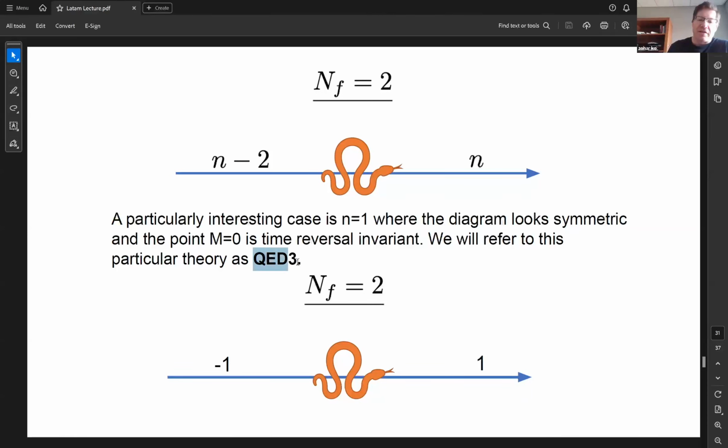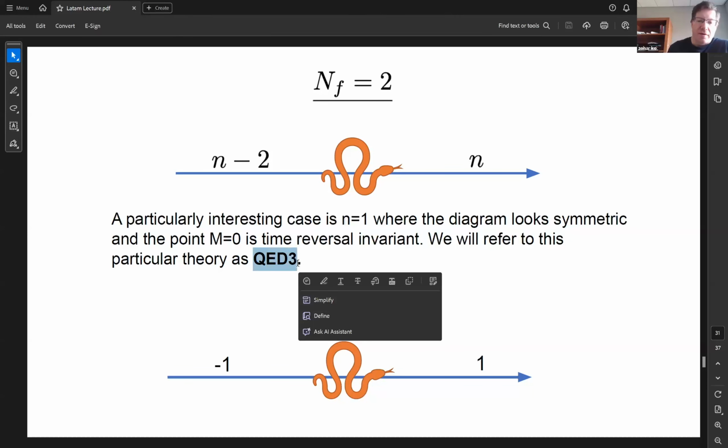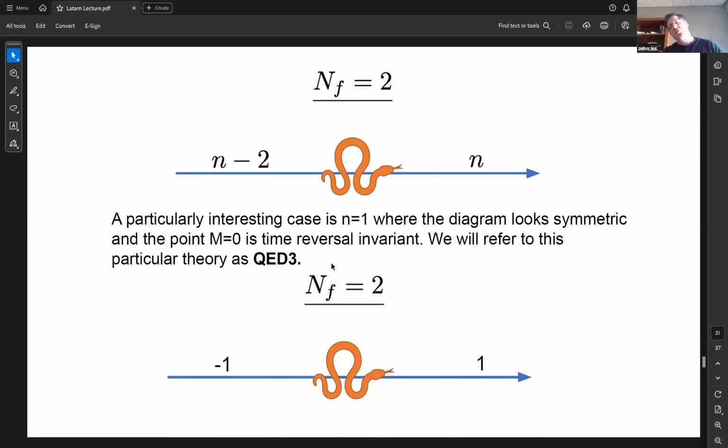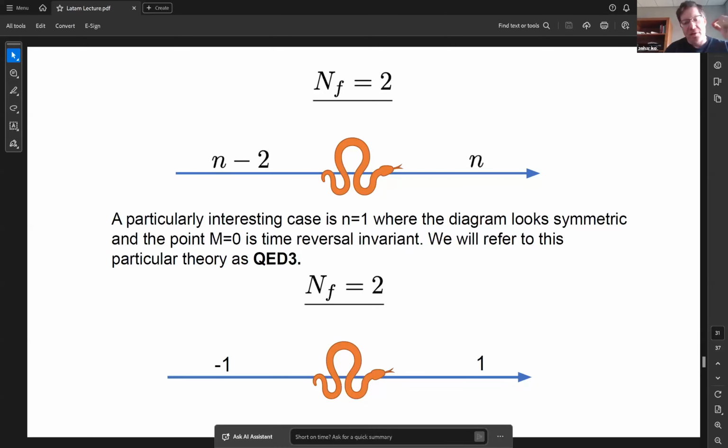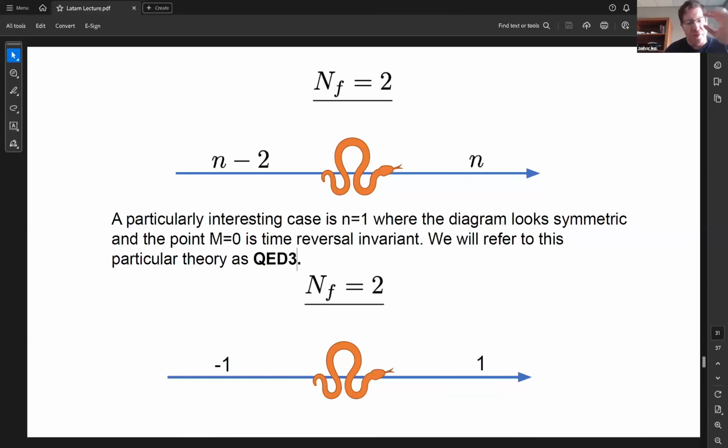And this is a theory that deserves to be called QED3, because 2 sets of fermions is the same amount of matter that we have in QED in 4 dimensions. We have the electron and the positron. So two sets of Dirac fermions in 2 + 1 dimensions deserves to be called QED3. It's also the simplest example that preserves time reversal symmetry for little n equals 1.